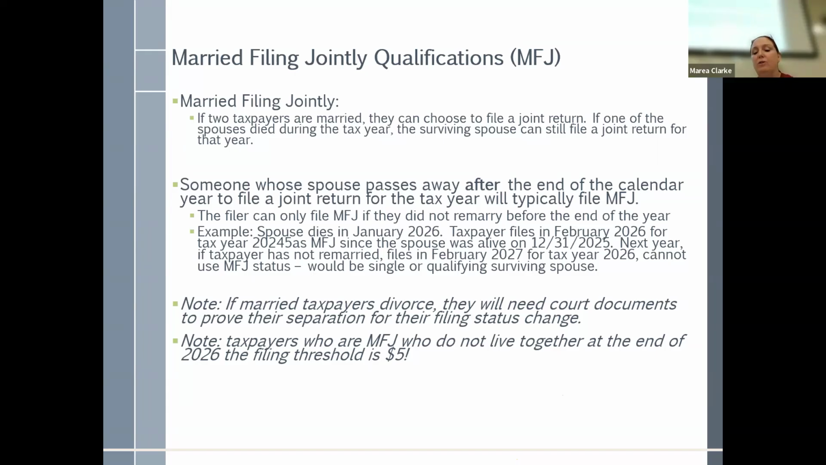Taxpayers who are married filing a joint return, if they don't live together, the threshold for filing is actually different, is actually $5 rather than the $30,000 or whatever it is. Again, really weird rules that the IRS has put in place. You're married, you're filing together, but you're not living together. We want spouses to live with each other. Otherwise, they're suspicious of a marriage in name only to give everybody lower taxes.